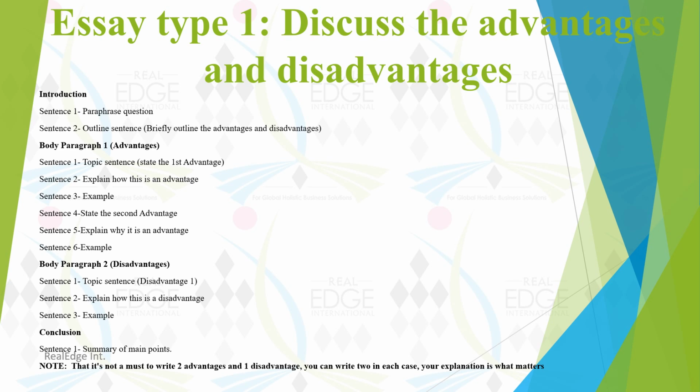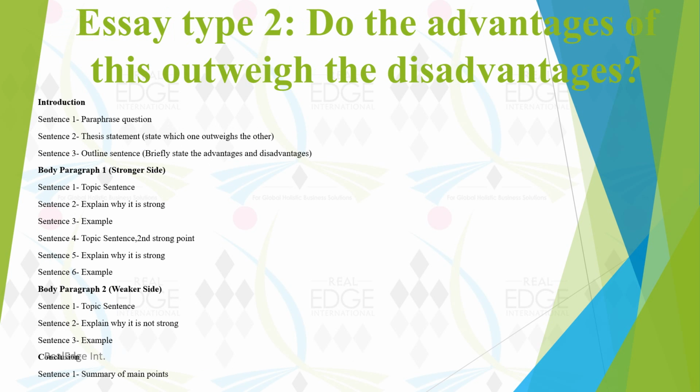Something to take note is that it is not a must to write two advantages and one disadvantage. So you can write two in each case. What matters more is your explanation.